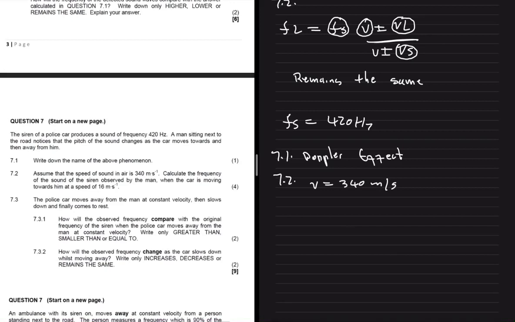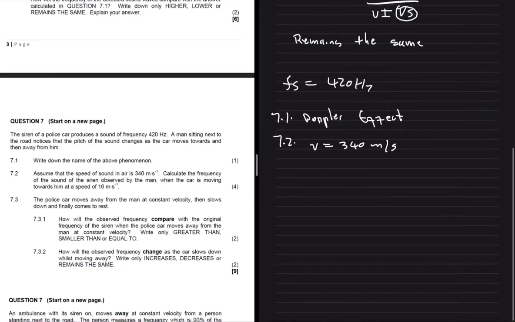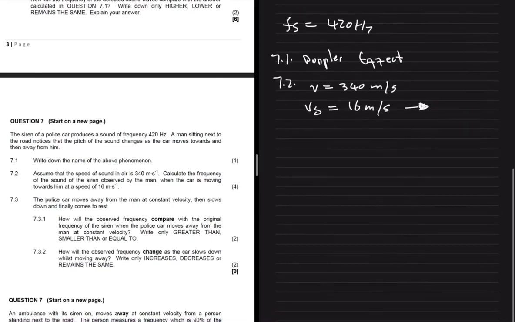Calculate the frequency of the sound of the siren observed by the man when the car is moving towards him. So V of source equals 16 meters per second towards him. We just denote that by an arrow. So we're going back to the formula: F of L equals F of S times (V plus or minus VL) divided by (V plus or minus VS). So what would you do?